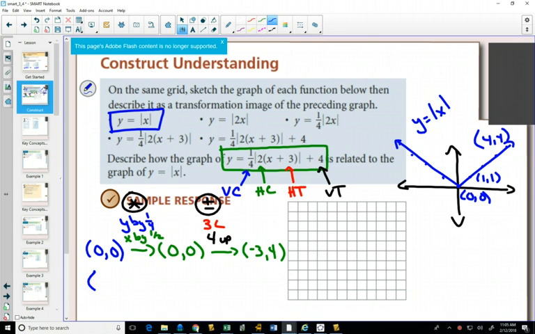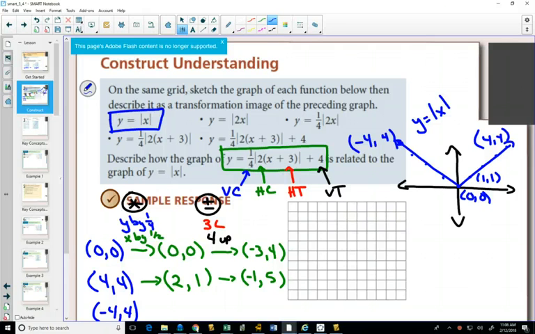Can you see that if I choose 4, 4, that would be a good choice because I'm going to have to multiply my y coordinates by 1/4. And if I did 4, 4, well, y by 1/4, that's going to be 1. X by 1/2, that's going to be 2. I stay with whole numbers. Then 3 to the left, -1, and 4 up, -1, 5. Similarly, I might choose the point, if I want one on this side of my vertex, I might choose negative 4, 4 as another point as well. Multiply my y by a quarter, my x by a half, then move it 3 to the left and 4 up.